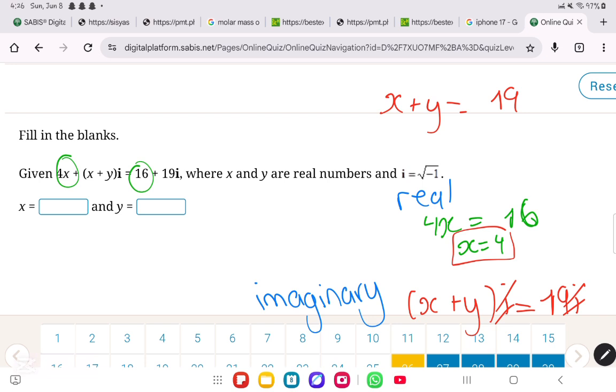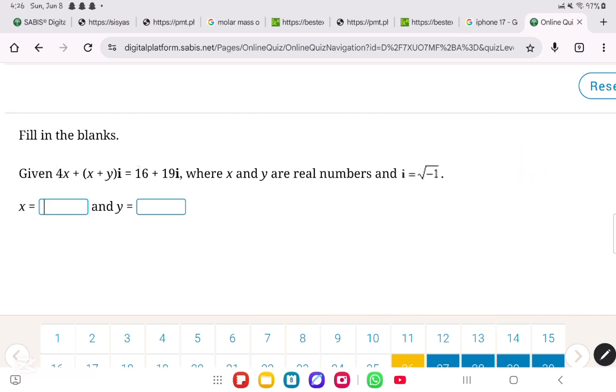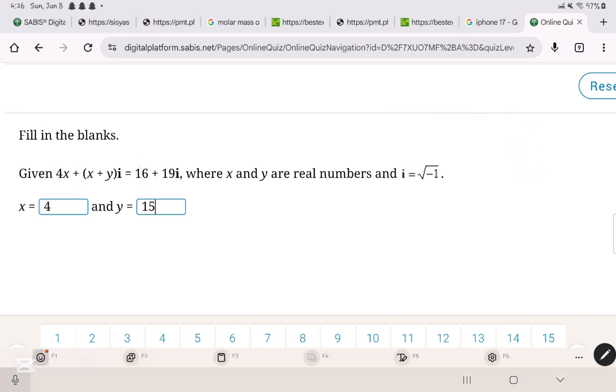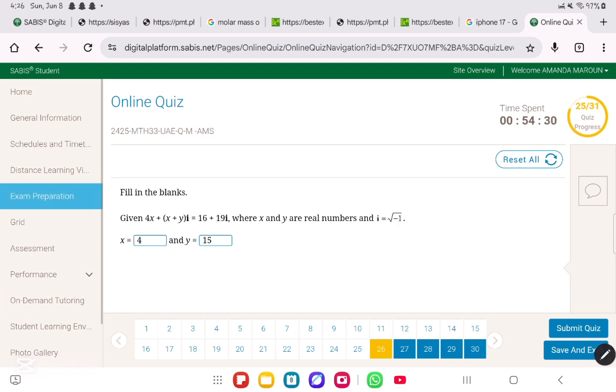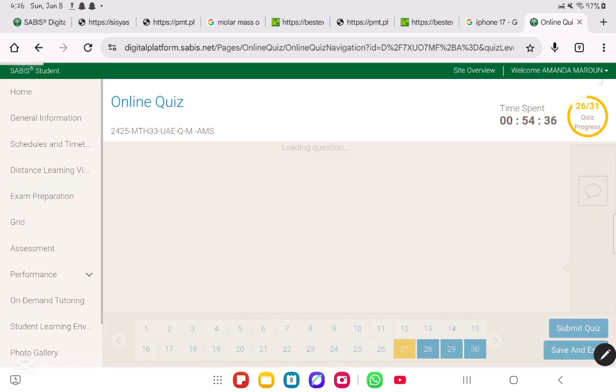So very simply substitute the x by 4. So 4 plus y is equal to 19. Move 4 to the other side. y is equal to 15. So very simply, we found the value of x and we found the value of y. x is equal to 4 and y is equal to 15. Perfect. Now we will move on to question number 27.